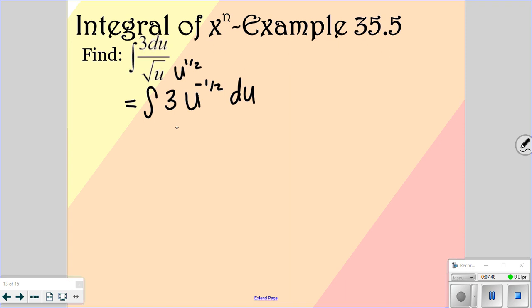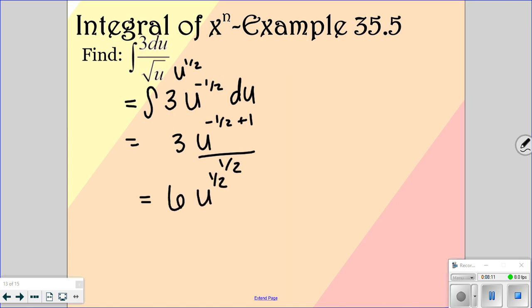So from here, you're going to add 1 to the exponent, so negative 1/2 plus 1 is 1/2, so you're going to be dividing by 1/2. Whoops, I shouldn't have the integrals on there anymore. Okay, so if you're dividing by 1/2, that's the same thing as multiplying by 2, so you should have 6u to the 1/2 plus c for your answer. So hopefully some of y'all got that all by yourself.